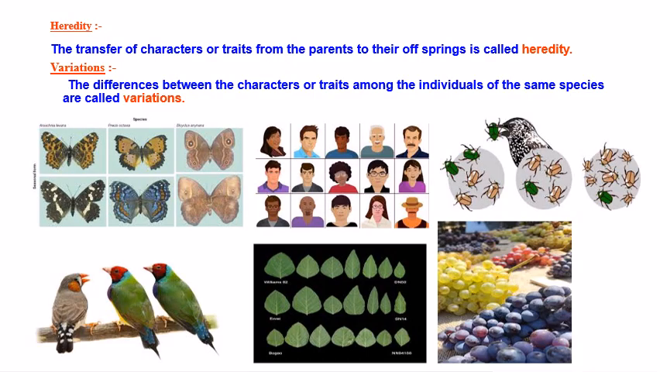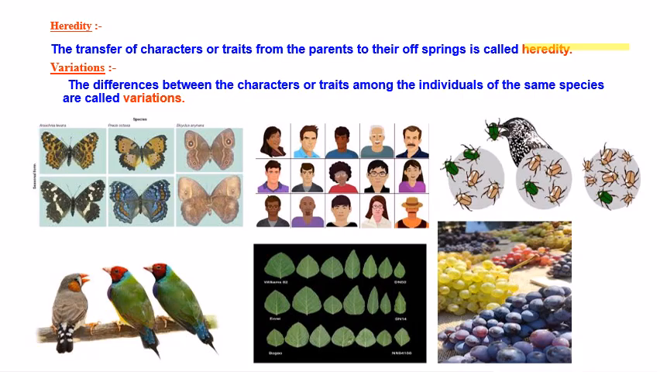So let us discuss the definition of heredity. What is heredity then? The transfer of characters or traits from parent to their offspring is called heredity. Got it children? So if anybody asks you what heredity is, this is the answer you should say. Heredity is not only to be said, but you have to understand the concept better. Heredity is the process in which genetic characteristics are passed from one generation to the next generation.